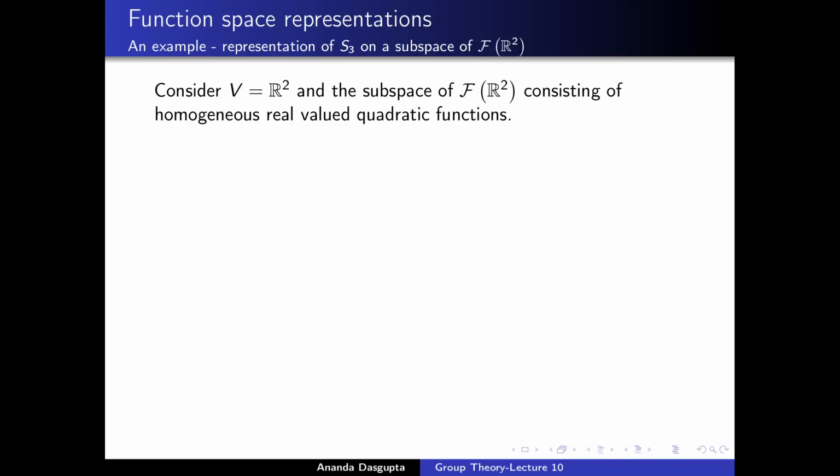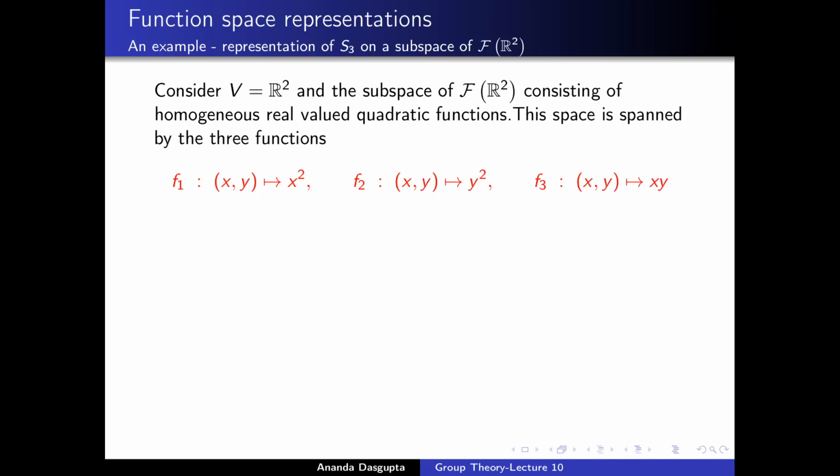Now, any function in this space is one which maps the vector v with components x and y to the function alpha x squared plus beta y squared plus gamma xy, where alpha, beta and gamma are arbitrary real numbers. And it's obvious that this is spanned by the three functions which map (x, y) to x squared, y squared and xy respectively. So this is the basis that we are going to use for our subspace: the first basis element f1 is x squared, the second basis element f2 is the function which maps (x, y) to y squared, and the third basis element f3 is the function which maps (x, y) to xy.